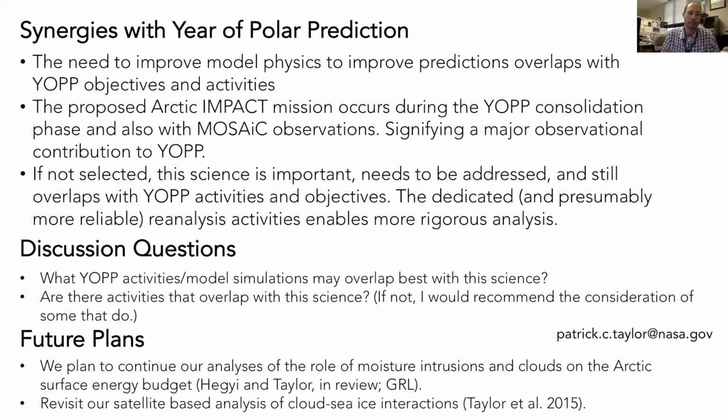So Arctic Impact has a number of synergies with the Year of Polar Prediction, in particular the need to improve model physics and cloud processes. The proposed Arctic Impact mission does occur during the YOPP consolidation phase and would also align with MOSAiC. Even if it's not selected, this science is still important and needs to be addressed, and still overlaps with many of the YOPP activities and objectives.